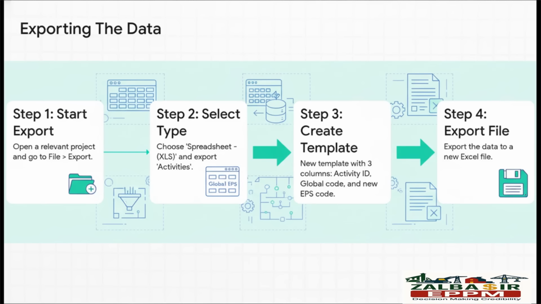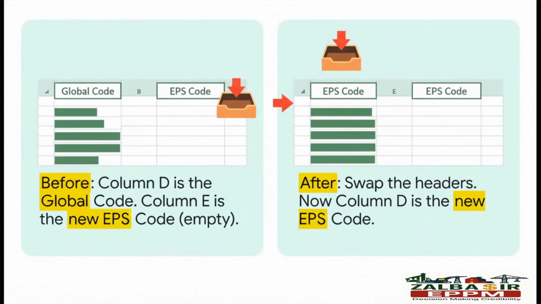Now, the real key here is to create a custom template. We want this export to be laser-focused. You only need 3 columns: the activity ID, the original global activity code, and your brand new, still empty, EPS activity code. And here it is, the simple but absolutely brilliant trick that makes this whole thing work.